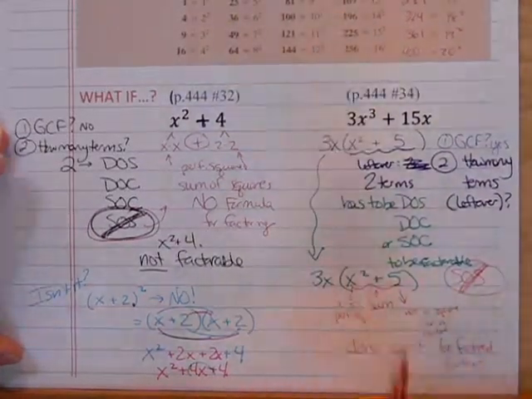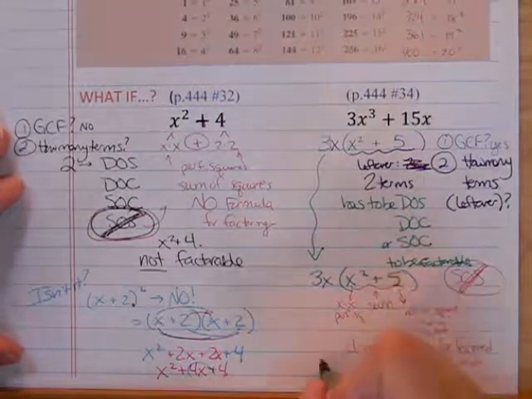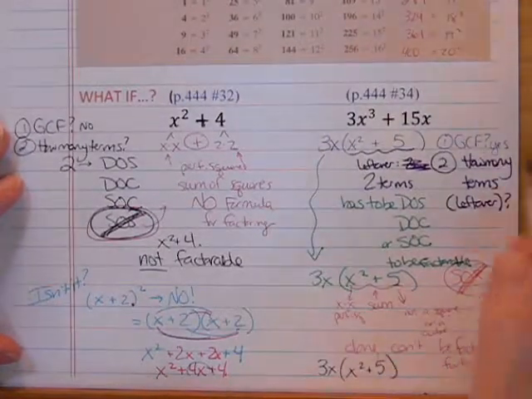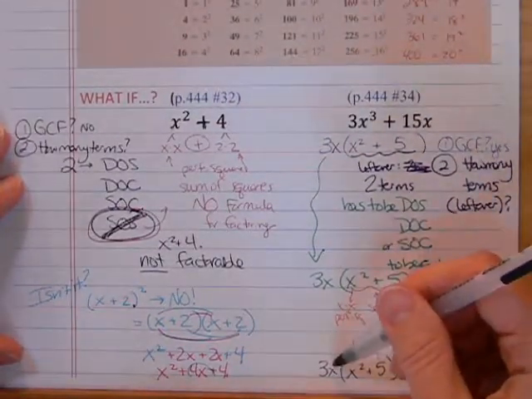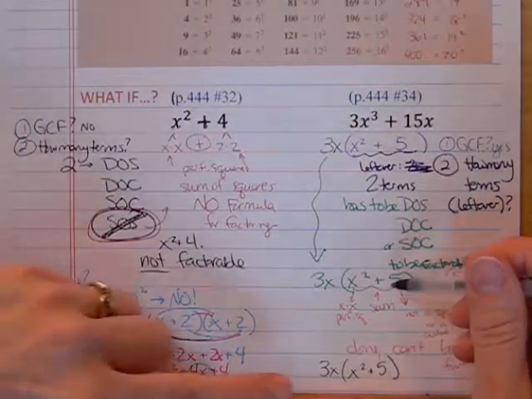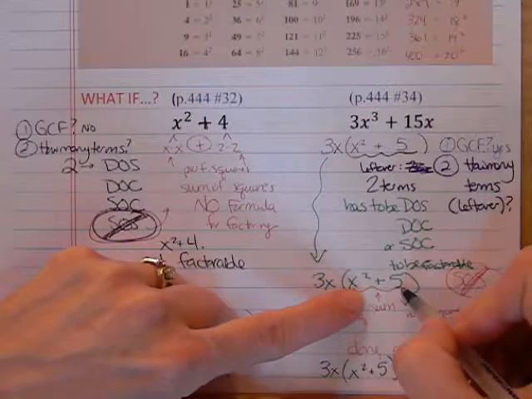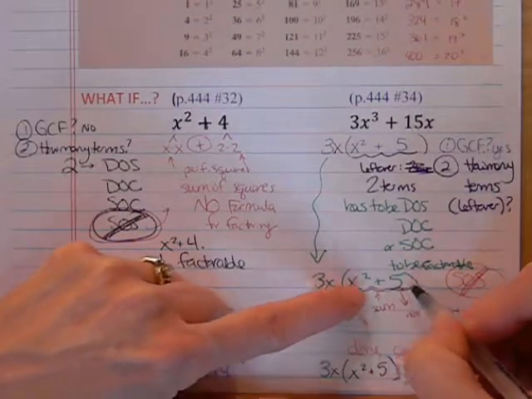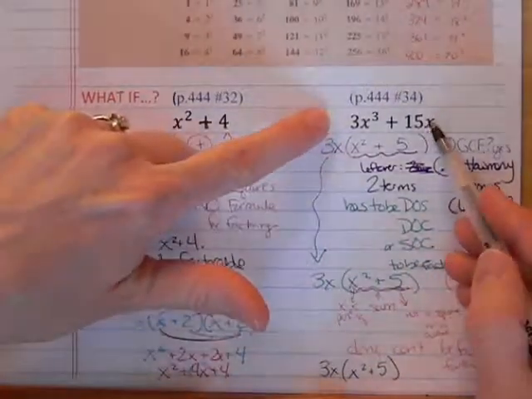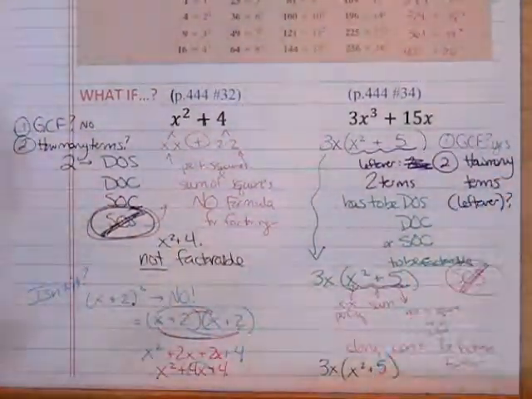So your final answer is the 3x times the x squared plus 5. Make sure you do show that, because the GCF is a factor. When you want to factor something, you have to show that GCF. You can't just say it's not factorable just because part of it isn't. Just this second piece is not factorable any further, but it still was factorable from the beginning, 3x times the x squared plus 5.